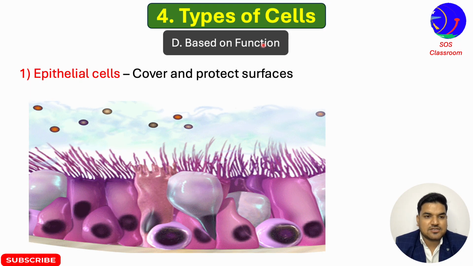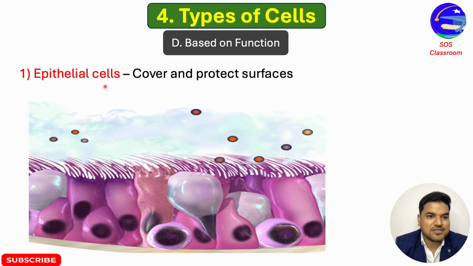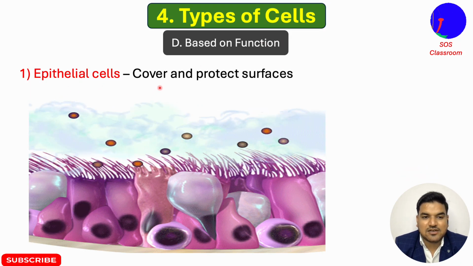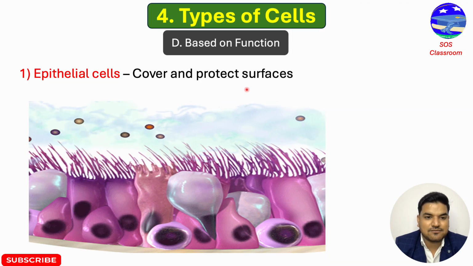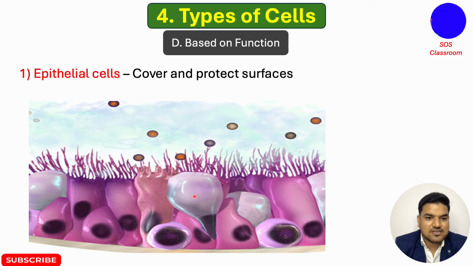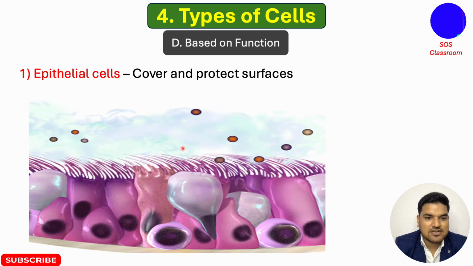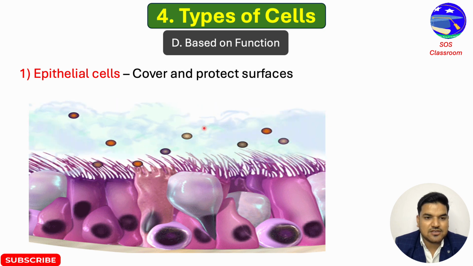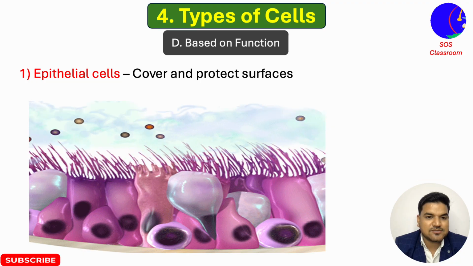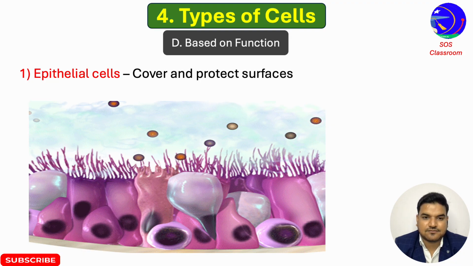Next, based on the function, there are different types of cells, like epithelial cells. Epithelial cells mainly cover and protect the inside of the body. So these are the epithelial cells. These are the goblet cells, which secrete mucus, and these are the cilia, whose function is to move substances across the surfaces.